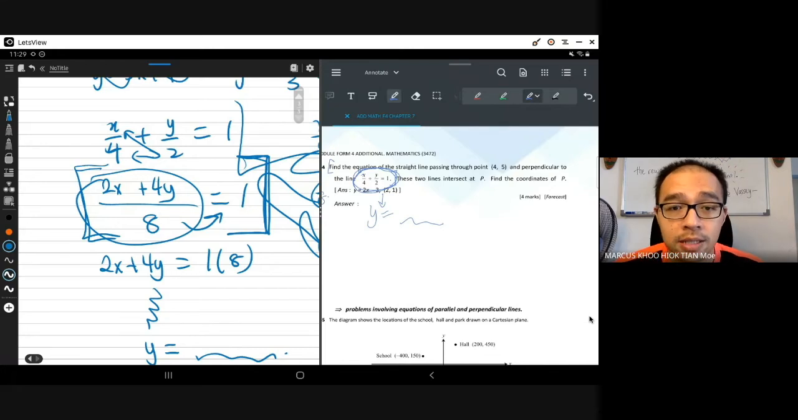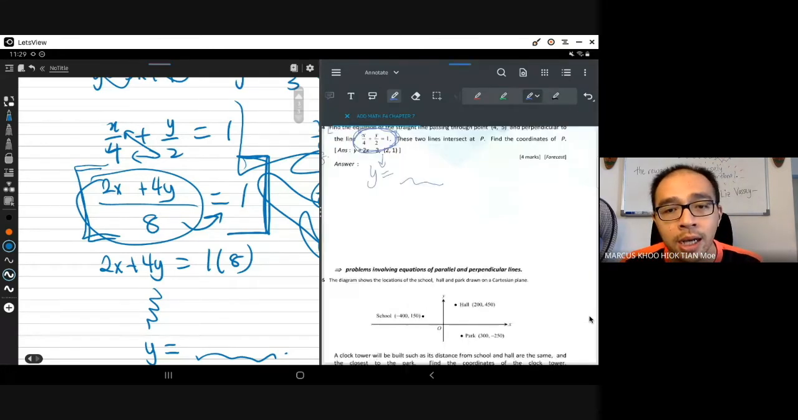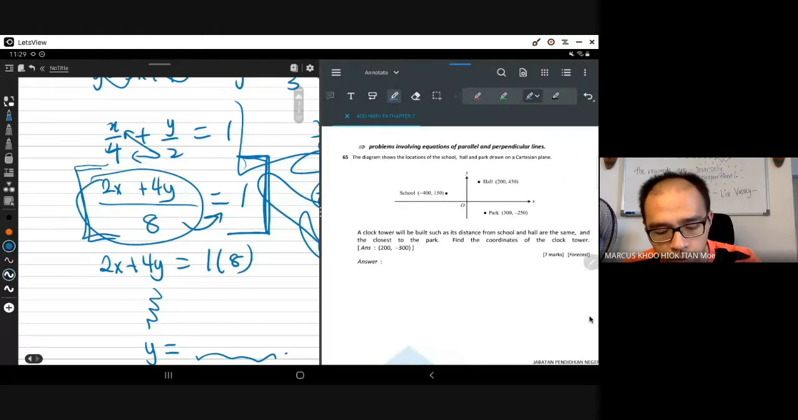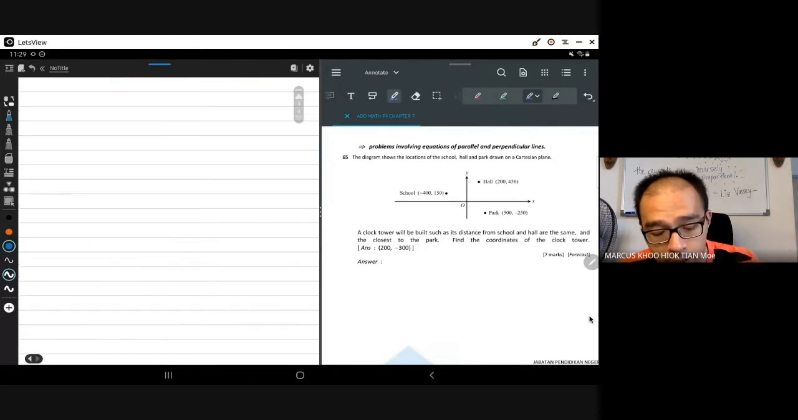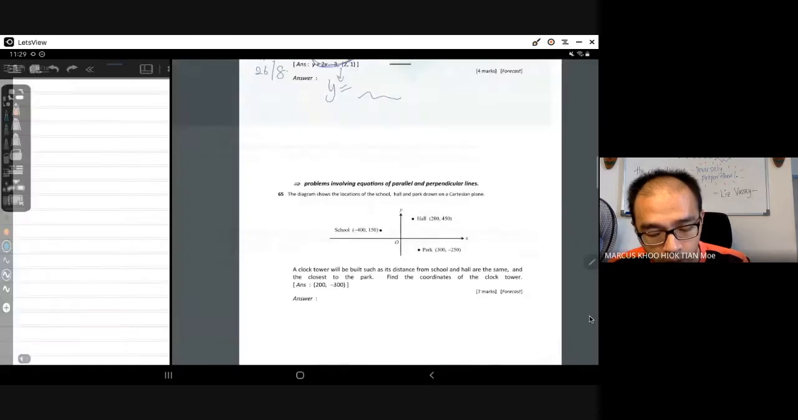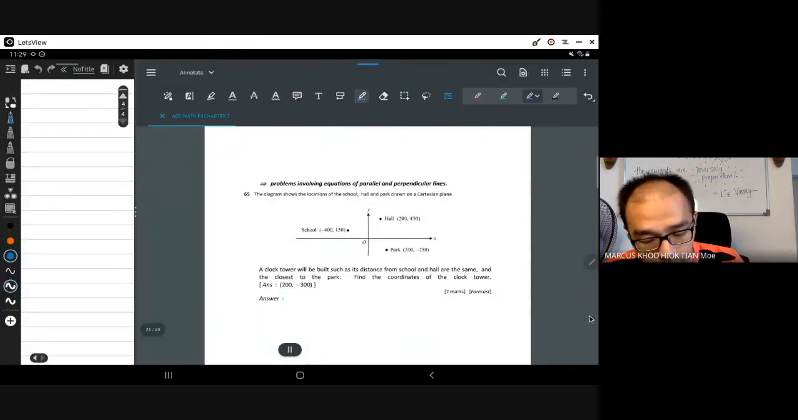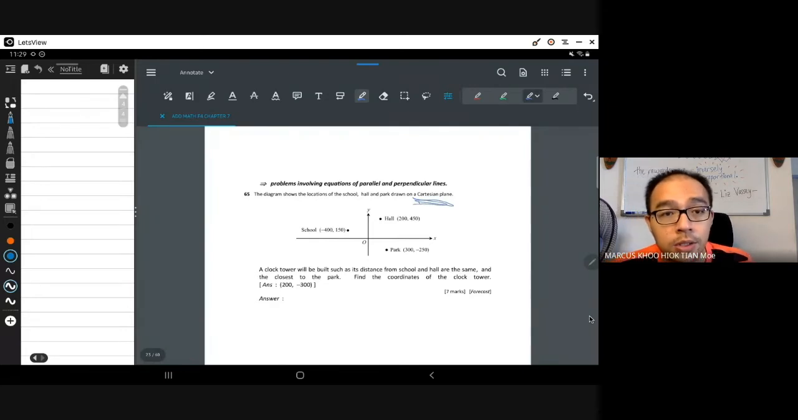So today's class is very short. And since today's class is very short and there's only 2 homework, I just want to do this one last one. We do this together. So question number 65. The diagram shows the locations of the school, the hall, and the park drawn on a Cartesian plane. Over here. All right, let me make this a little bit bigger.